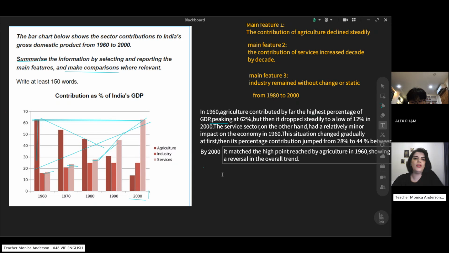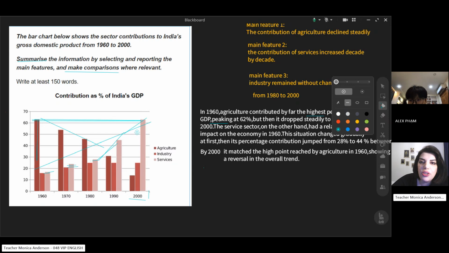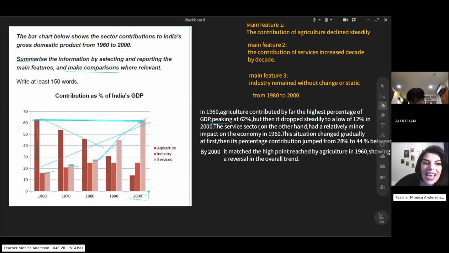Look, let me show you. Look here. After 1990, I say by 2000, because 2000 is this point, and you can see before 2000 it happened. So by 2000, this sector matched exactly the percentage that agriculture reached in 1960. So as you can see, we have the opposite trend. Exactly opposite. So we say it's showing a reversal, that is, opposite in the overall trend. First high, then low; first low, then high.